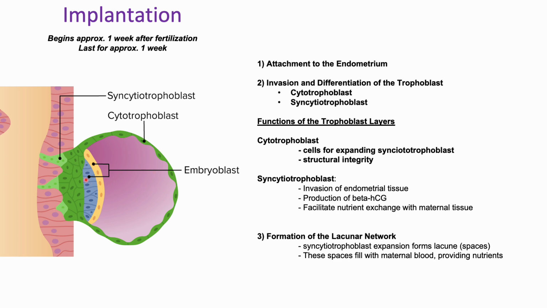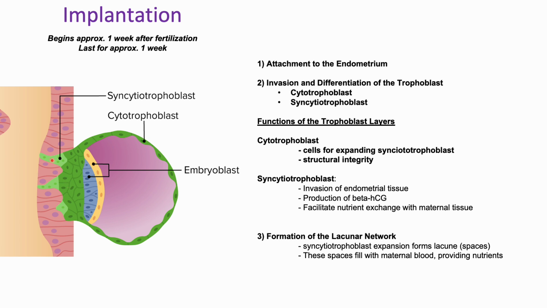So I'm going through the different functions of the cytotrophoblast, which remember is that internal layer of the trophoblast, and then the syncytiotrophoblast. The cytotrophoblast is primarily the source of cells for the expanding syncytiotrophoblast, and it also is going to help maintain structural stability for the developing placental tissues, because remember the trophoblast's primary goal is going to be to develop into the future placenta, which is the interface between maternal blood supply and fetal blood supply.